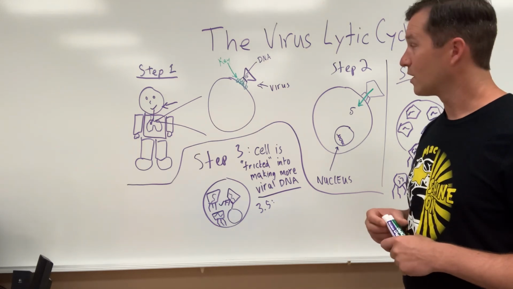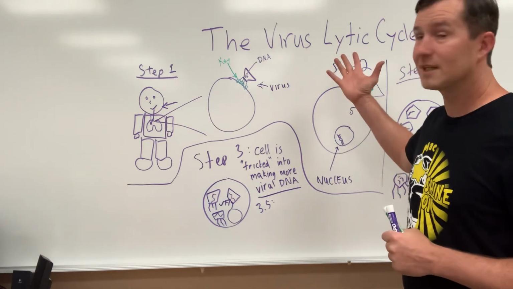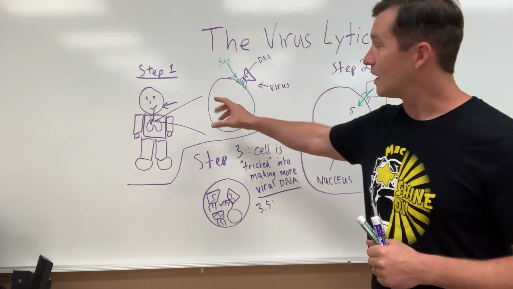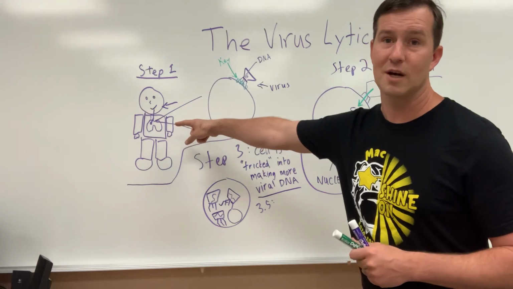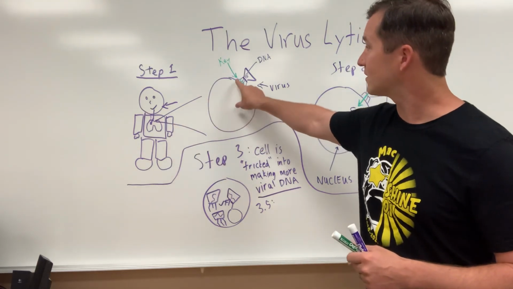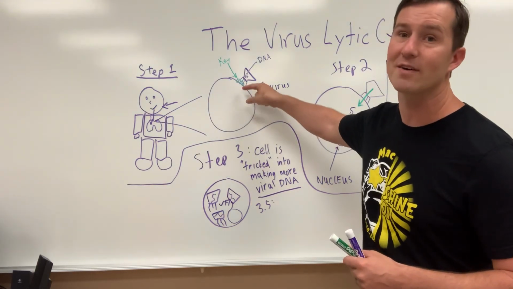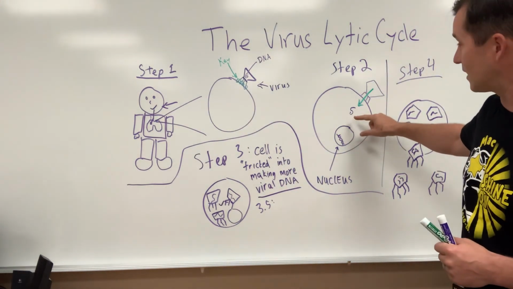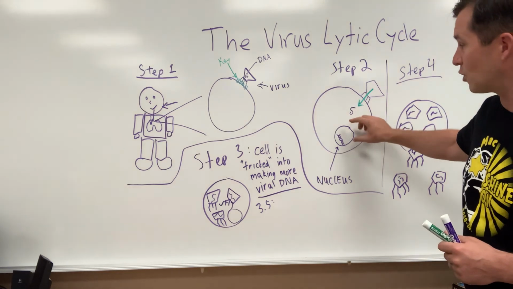So, hey, that's the virus lytic cycle. Step by step, it's pretty easy. The virus gets into the lungs. It infects a lung cell. It's got this key. The key allows the virus to get in. It inserts the DNA. The DNA goes into the cell, and the DNA is read by a ribosome.